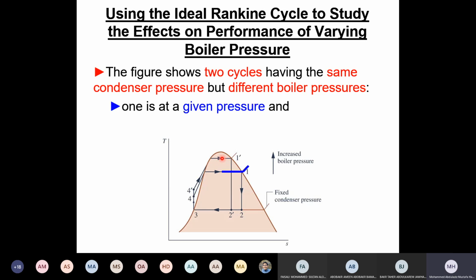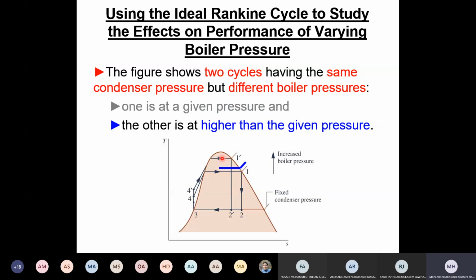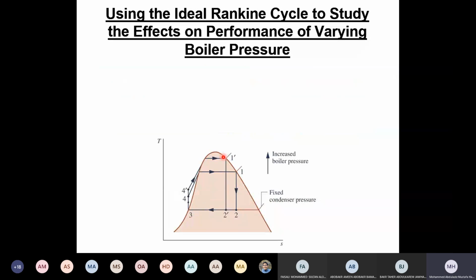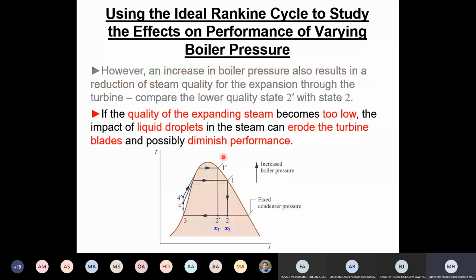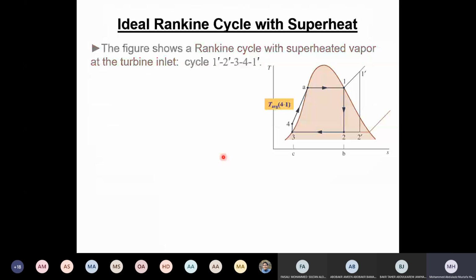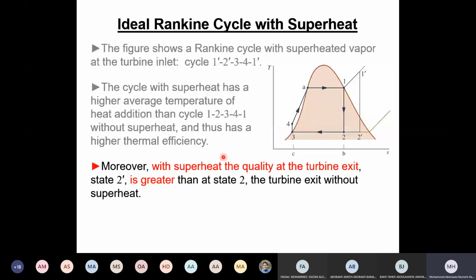Okay. Another way is that we move the pressure from this to this, and this is what we talked about now. So this is the second option. The third option, let me go to the third option. You see here we discussed that X has decreased, and this is a disadvantage. Okay, so now let us go to the third one. The third one is increasing the superheat. So now we have the original cycle, 1, 2, 3, 4.